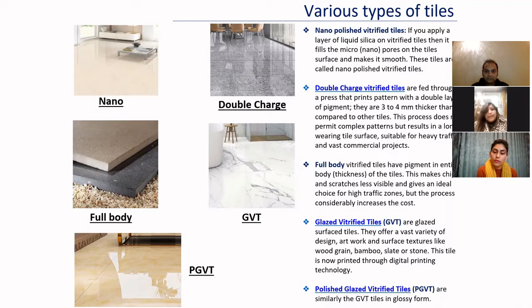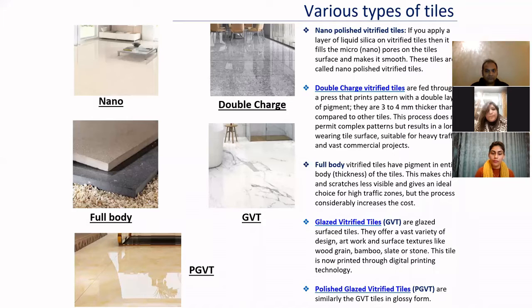What are double charge tiles? These are fed through a press that prints a pattern with a double layer of pigment. They have a 3 to 4 mm thick layer compared to other tiles. This process does not permit complex patterns, but results in a long wearing tile surface, suitable for heavy traffic and vast commercial projects. Full body tiles.